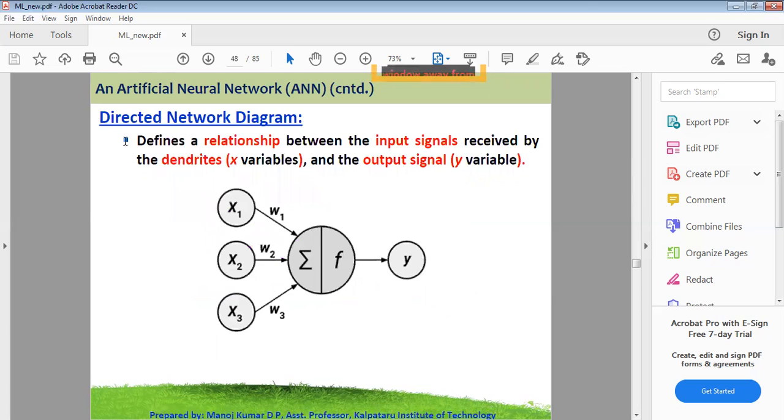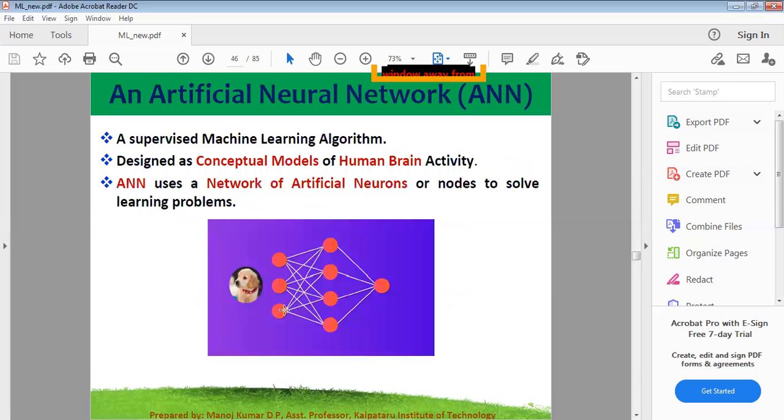Now let us come to the directed network diagram. Here the idea is that I give many inputs and I should get one output. I will send different images of the dog: a left side turned dog, right side faced dog, sleeping dog, dancing dog, so many things. But what is my expectation? Identify the animal, identify the image. Someone will tell it is an animal, someone will tell it is a sleeping dog, someone will tell it is a dancing dog and so on.